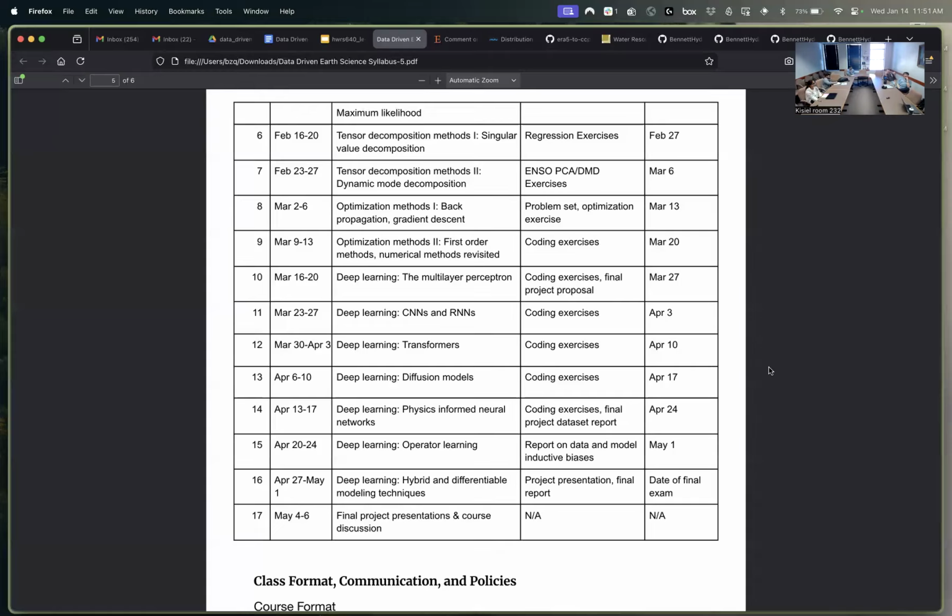I see that there's a principal component analysis of ENSO. Are we going to be doing anything with the MJO at all? The Madden-Julian oscillation? If you really want to, I mean, a global data set. Something to consider.